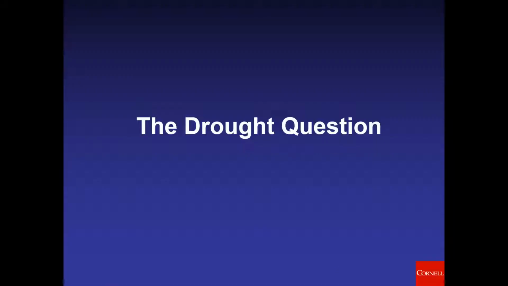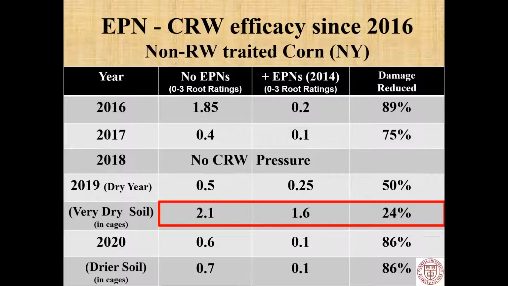Well, let's zero in on a single slide about this drought question. As you can see, within our emergence cages, we had 2 nodes of damage, which is economic. We had 1.6, which is still economic, where our nematodes are. This raised the question of whether this whole system will break down if we are very dry in the month of June.